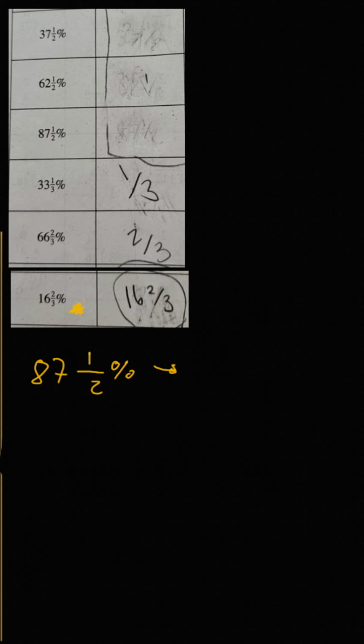Okay, so let's do this one. And remember, it's always going to be the same procedure for converting mixed fractions into normal fractions. So we have to multiply the integer times the denominator. So this is going to be 87 times 2, which gives us 174. And then we're going to add it to the numerator. So it's going to be 174 plus 1, which is 175. And we're going to write that on the numerator.